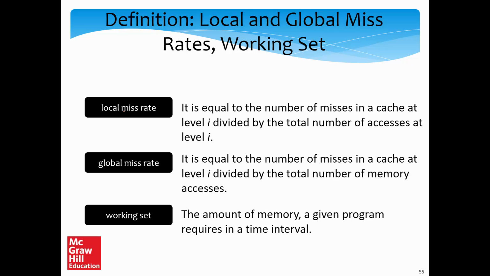Let me now define some terms. The miss rate that we have been using is called the local miss rate. It is equal to the number of misses in a cache at level I divided by the total number of accesses at level I. Let me give an example. Let us assume that we have an L1 cache and we have an L2 cache.